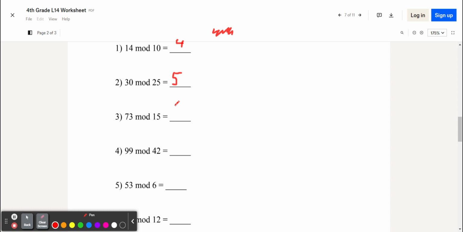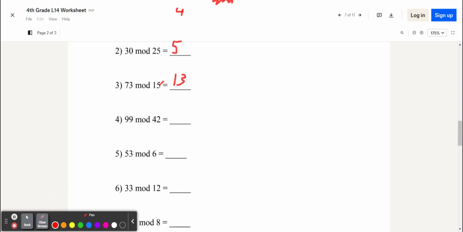73 mod 15 is 13, because the highest multiple of 15 will be 60, and then 73 minus 60 will be 13. And then 99 mod 42, the highest multiple of 42 will be 84, and so there'll be 15 remaining, because 99 minus 84 is 15.